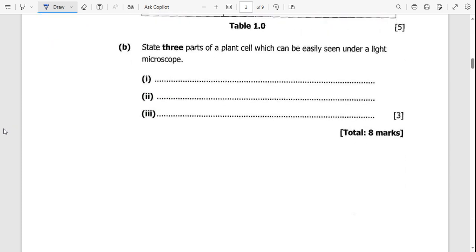State three parts of a plant which can be easily seen under a light microscope. You can see the nucleus because it's big. You can see the cytoplasm. And you can also see the cell membrane. For a plant, you can actually even see a cell wall. Okay. Or let's just say cell membrane.